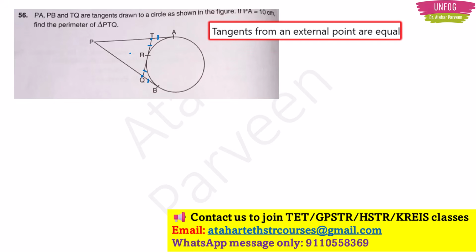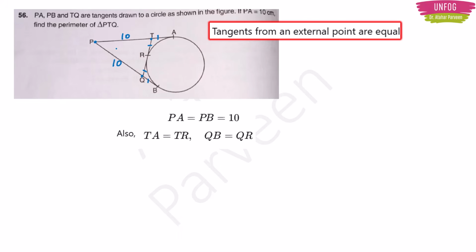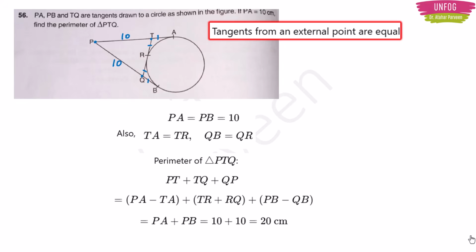So remember, tangents from an external point are equal. So here as per the question, PA will be equal to PB. That is also clear only because see, now these two tangents PA and PB are also drawn from the same point. So here in the question only they have told that PA is 10 centimeter. So that's why PB also will be 10 centimeter. Rest I have told you that TA and TR will be equal, QB and QR will be equal. So now it has become very easy for us to find out the perimeter of the triangle PTQ. What is the perimeter of that triangle PTQ now?